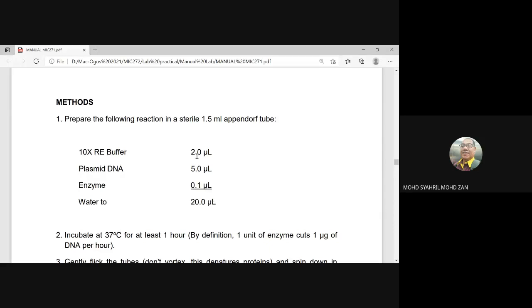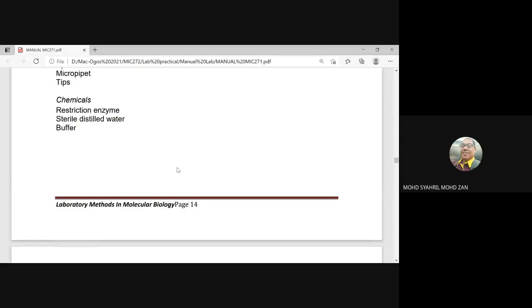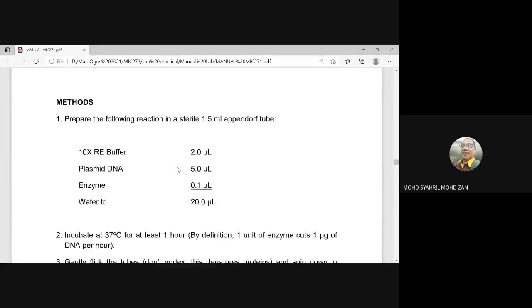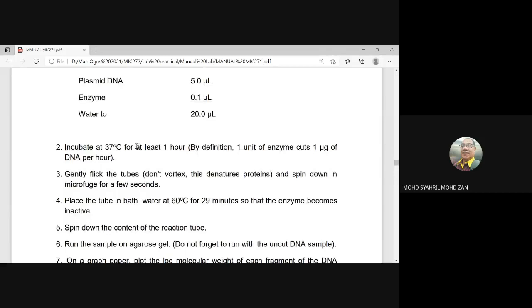So here you get 2, 5, 7, 7.1. So this 7.1 you have to make up to 20 microliters. So 20 minus 7.1 is about 12.9 microliters of water. What type of water? We put sterile distilled water. And then you have to incubate at 37 degrees Celsius for at least 1 hour. We define 1 unit of enzyme as cutting 1 microgram of DNA per hour.